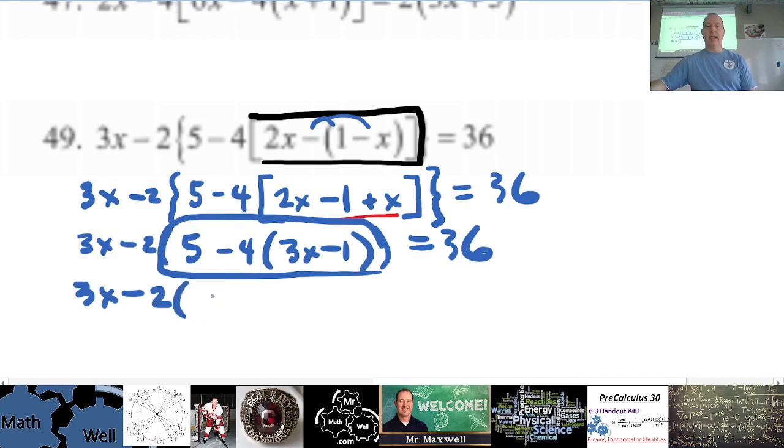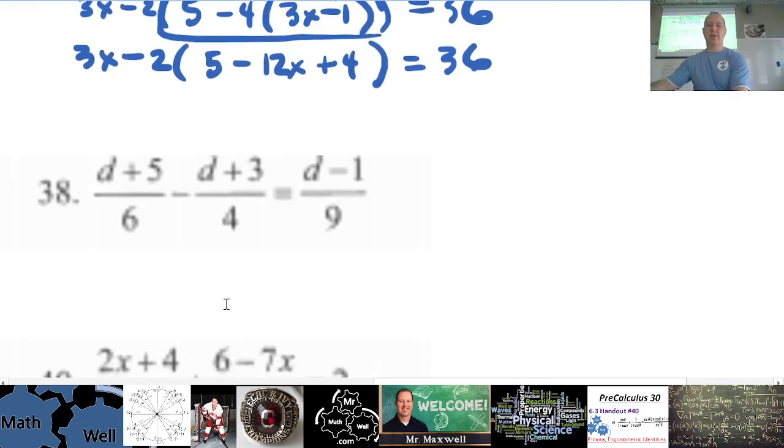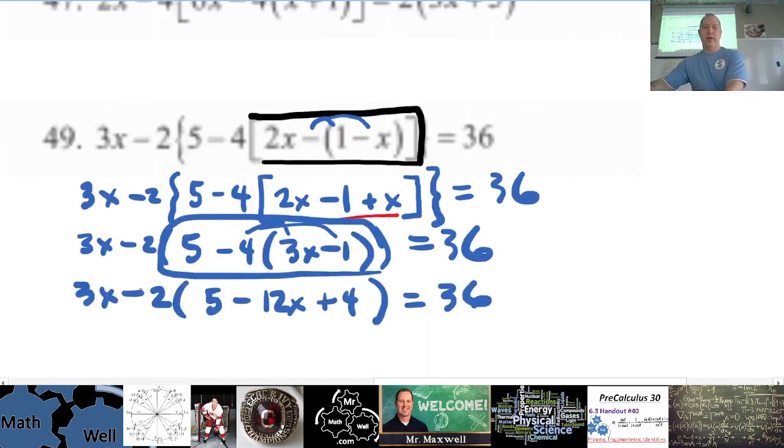So 2 bracket, this is going to be 5 minus, I'll distribute this now. So that's negative 12x plus 4 equals 36. So I'll work to simplify this, because again, you want to get rid of all the brackets so that you can collect your like terms appropriately. So I'm going to run out of room here, but let's see. The next step would be 3x minus 2 times, what's in here? Well, I can take the 5 and the 4 and add those up. So it's going to be 9 minus 12x.